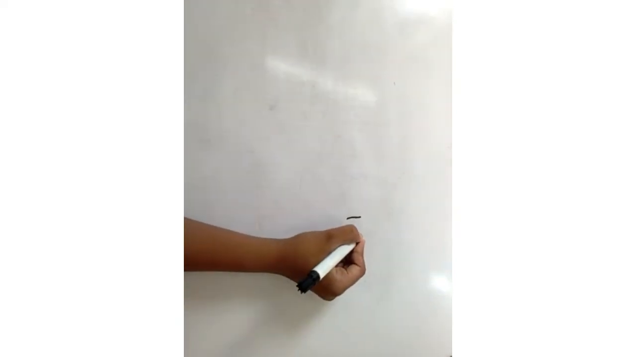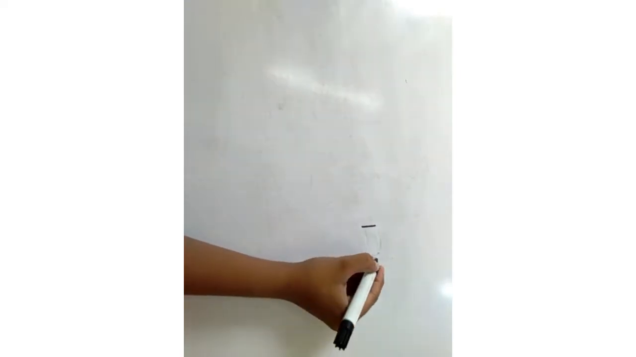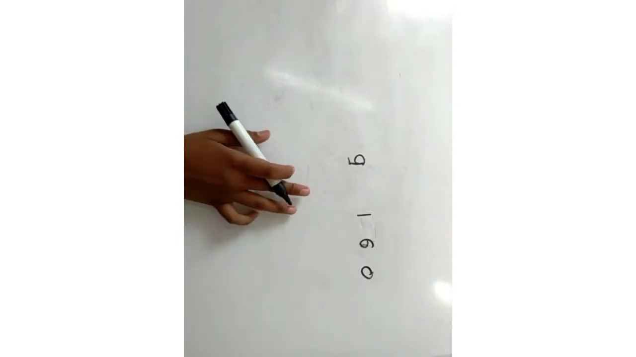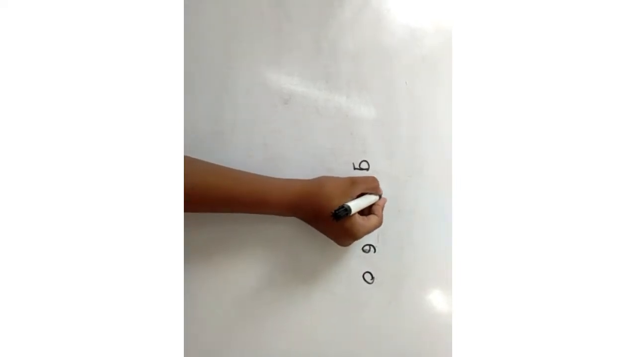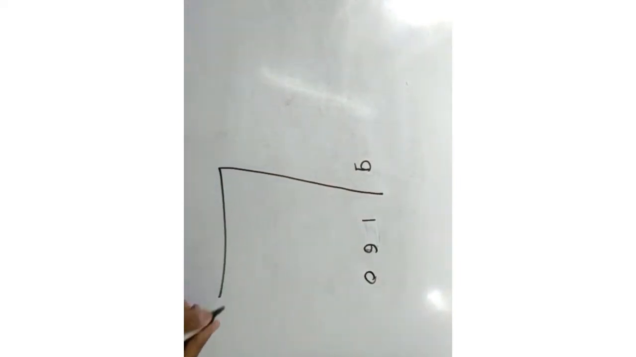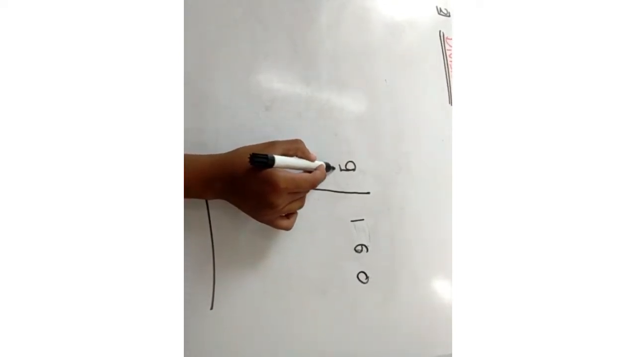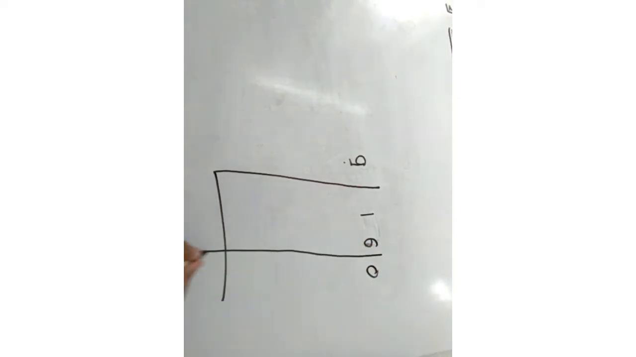Now we will talk about division. First we will take the number 160 divided by 9. It seems hard, but it's very simple. Your first step is to draw an angle bracket. So we have drawn it. The second step is, if there is a 1 digit number, draw a line from the right side leaving 1 digit. So I have drawn it.